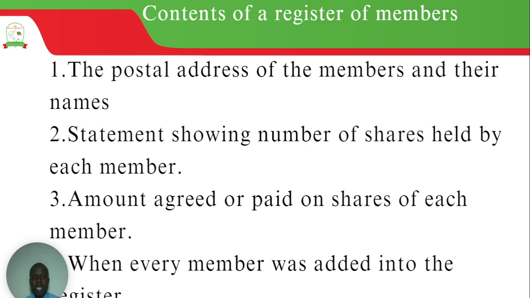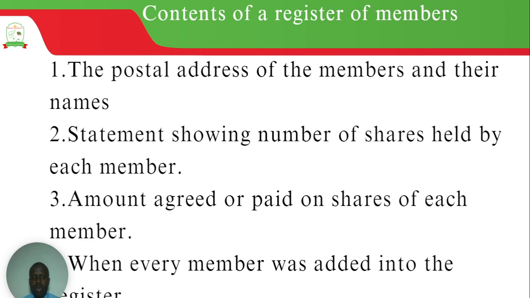And the other one is the amount agreed or paid on the shares of each member. That is the amount that I am now calling the dividends. So number three, you should know that the amount is dividends. And then the fourth content is when every member was added into the register. The dates are very crucial in showing when member X, when member Y became a member of a particular company.